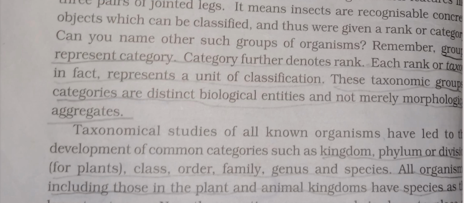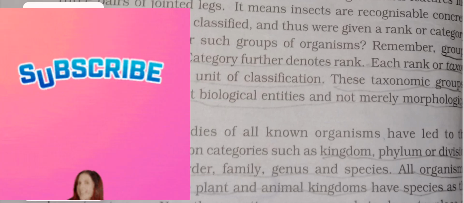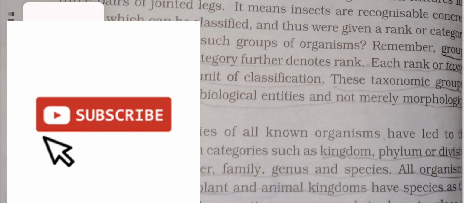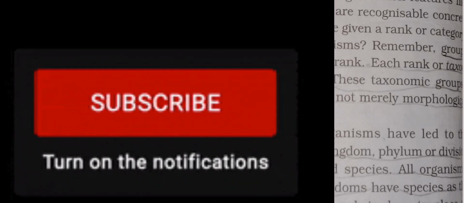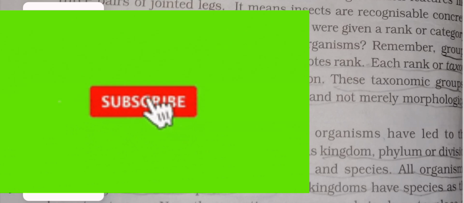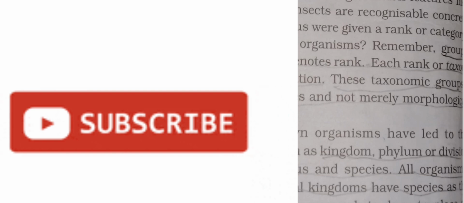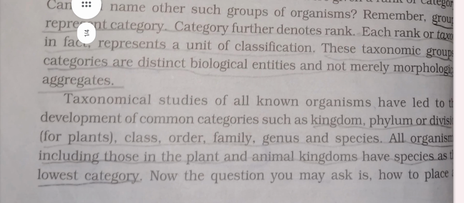Genus. So all organisms, including those in the plant and animal kingdom, have species as the lowest category.